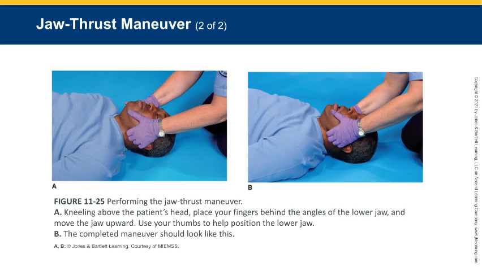To perform the jaw thrust maneuver, kneel above the patient's head. Place your fingers behind the angles of the lower jaw and gently move the jaw upward and forward without tilting the head or neck. Use your thumbs to help position the lower jaw while ensuring the mouth remains slightly open. This technique should always be used in patients with suspected spinal injuries to protect the cervical spine while maintaining an open airway.